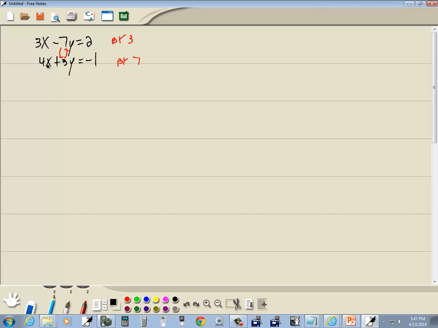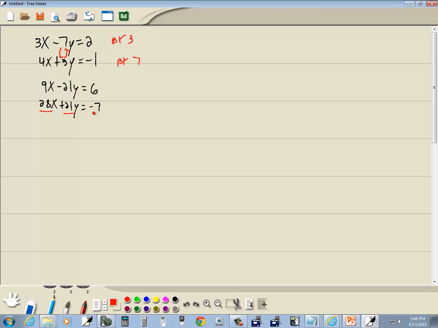Okay, 3 times 3x gives us 9x. 3 times negative 7y is negative 21y. 3 times 2 is 6. Now we'll multiply 7 times everything in our second equation. 7 times 4x is 28x. 7 times 3y is 21y. And 7 times negative 1 gives us negative 7.